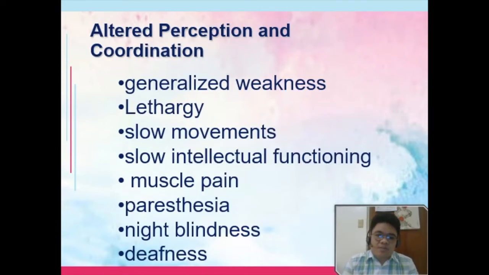Then there is altered perception and coordination. Okay, you have generalized weakness, you have lethargy, slow movement, slow intellectual functioning. Okay, notice everything is down. There will be muscle pain, paresthesia, night blindness, and even deafness. Okay, class, related to the neurologic involvement because of the decrease of T3 and T4 and the decrease of your basal metabolic rate.